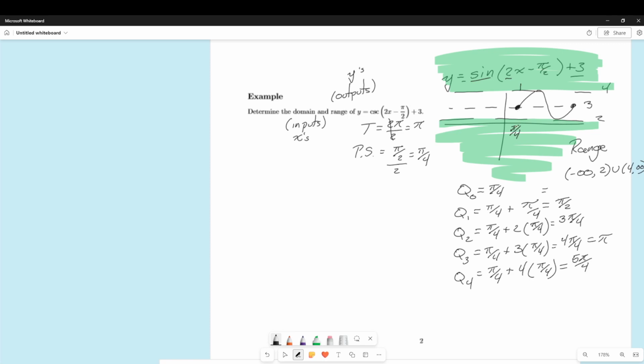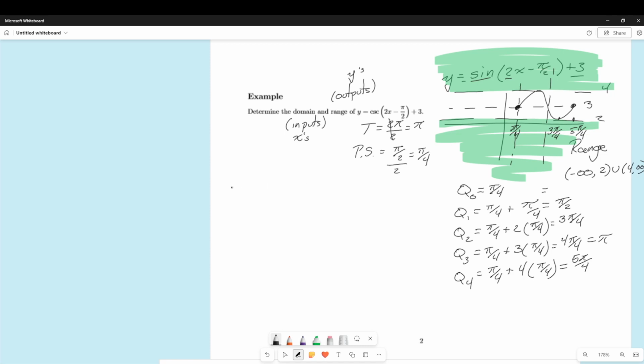So one of those asymptotes is going to be at pi over 4. Pi over 2 is going to be a max, so not a problem. And then the next midline is going to happen at 3 pi over 4. And then you're going to have a minimum down there at pi, and then back to the center line at 5 pi over 4.